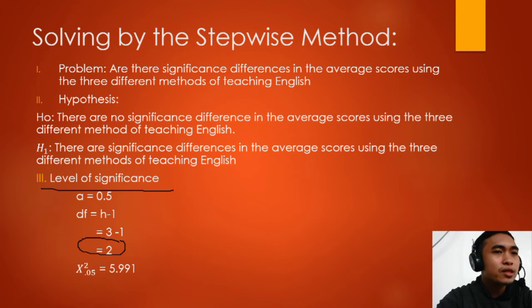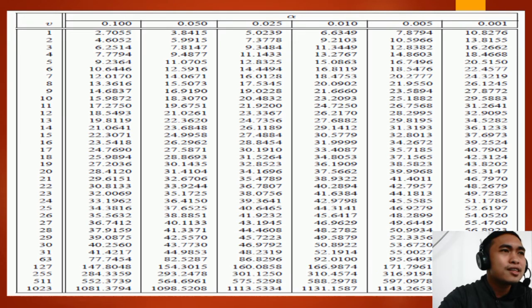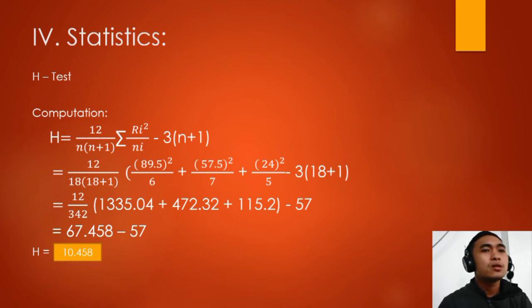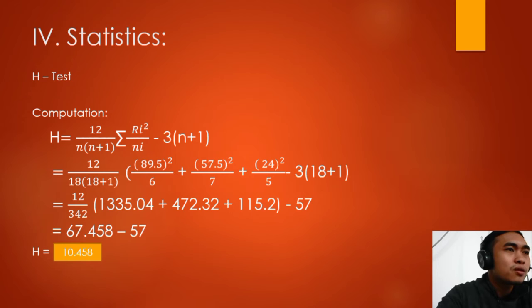In here we will use the chi-square table. The result is 5.991. So here is the example of the chi-square. Since we have the level of significance with the degree of freedom of 2, as we notice, the result is 5.991. So since we already have the level of significance of our study, let us go now to the computation.